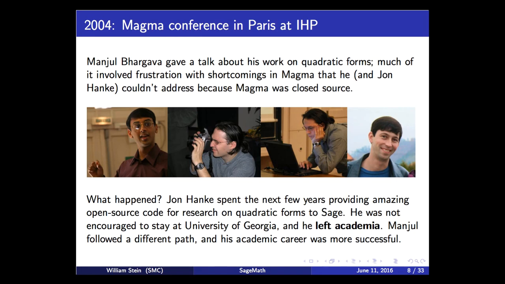And we had a big argument. He agreed to put in the tests, and he put a lot of work into making sure his code was 100%, like everything was tested. And I don't know the details, but for some reason, he was encouraged not to stay at University of Georgia, and he ended up leaving academia. Of course, Manjul, on the other hand, didn't do a lot of programming, and he's had a beautiful career in academia.